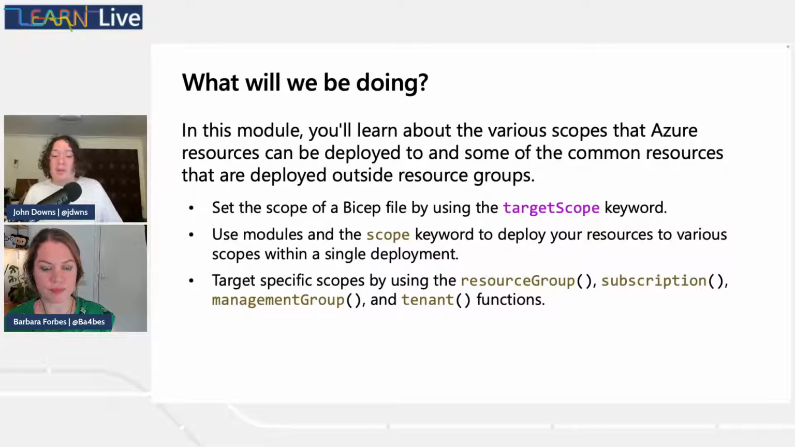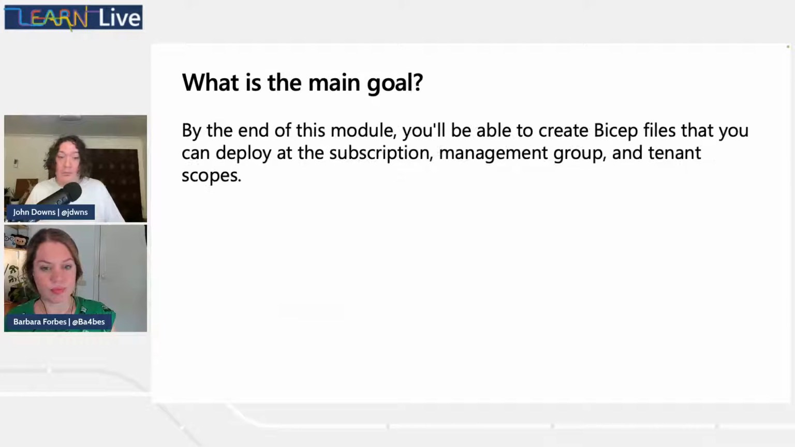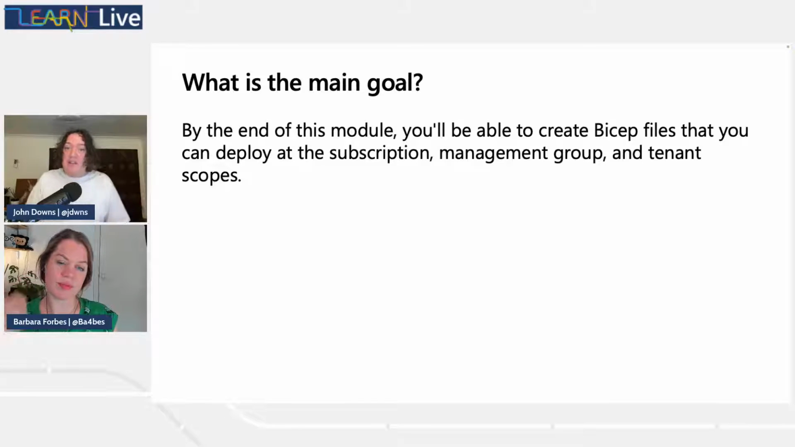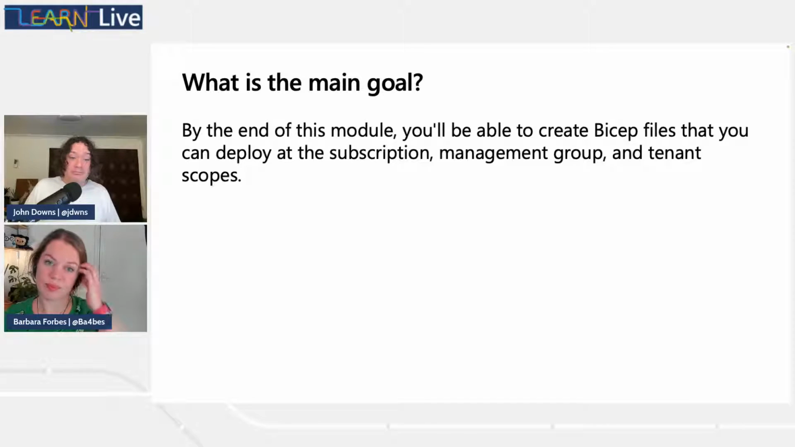And then we'll also talk a little bit about the resourceGroup, subscription, managementGroup, and tenant functions, which give us access to specific information about the scopes that we're deploying to, and let us also target specific scopes as well. So by the end of this whole module, by the end of this next hour and a half or so, you'll be able to create Bicep files that you can deploy at the subscription, the management group, and the tenant scopes. And as Barbara mentioned before, you'll be able to create and use Bicep files to deploy across multiple scopes, even within a single deployment.